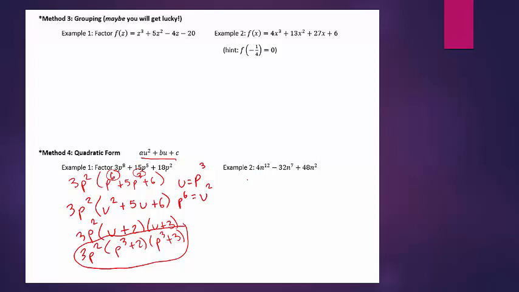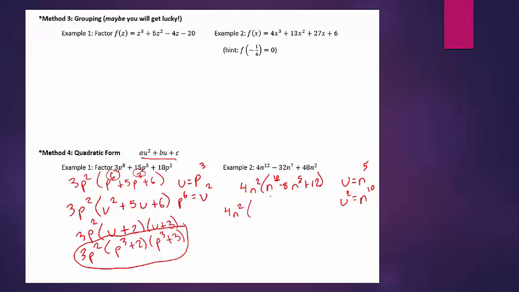The GCF is definitely going to be 4n squared, which leaves us with n to the 10th, 8n to the 5th, and 12. So again, I pick up on this pattern that I noticed that we have a trinomial, and this exponent is this one doubled, which means I'm welcome to use that quadratic form or u substitution. So we let u equal n to the 5th, which would mean that u squared is n to the 10th.